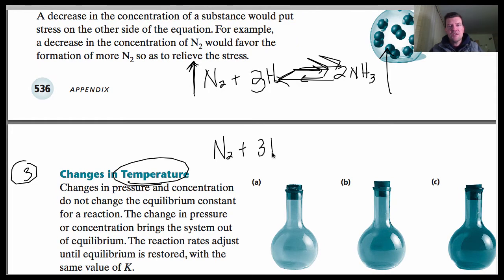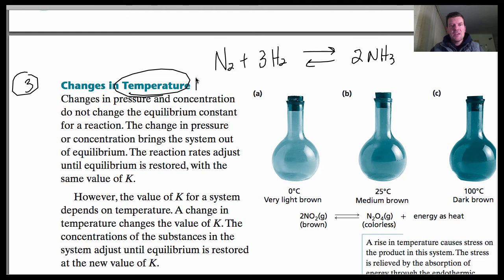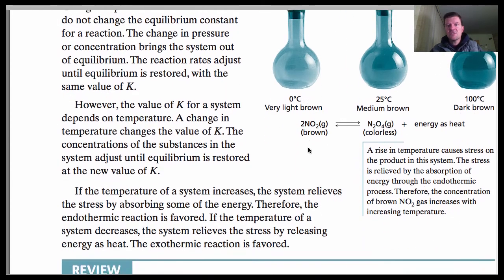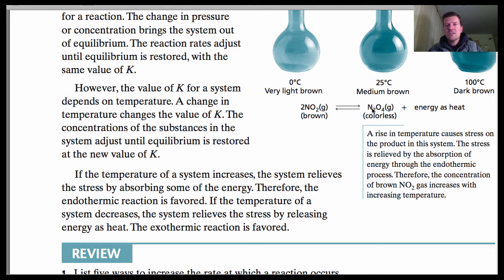N2 plus 3H2 gives 2NH3. Okay? Here's what happens when you change the temperature. Think of the heat that you're adding as either a product or a reactant. If the reaction is exothermic, write this carefully. It says if this reaction is exothermic, I'm really not sure whether it's exothermic or endothermic. Oh, let's see here. Let's use this one here. They're telling us right here. So here we have NO2 turning into N2O4, and it says over here that energy is a product.